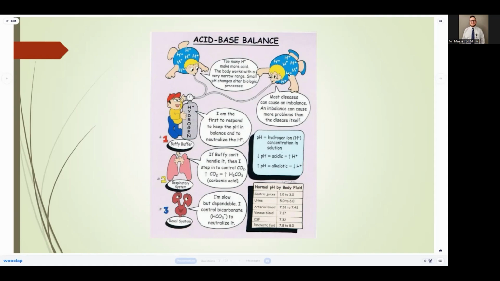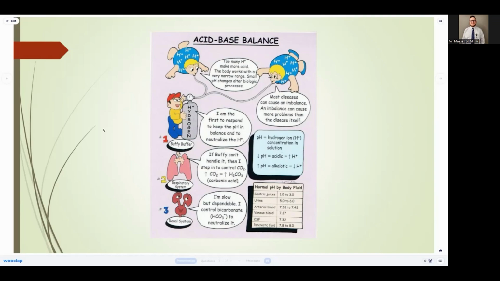And if the buffer system can't handle it, respiratory kicks in. CO2 loves to combine with hydrogen to make carbonic acid. We breathe it out. And then last, the strongest and most dependable of our buffer systems, the kidneys. They control bicarb levels, and they can get rid of acids, they can get rid of bicarb, and they can balance our acidity that way. This is the normal pH of body fluids at the bottom of this picture, but you can see that our gastric juices are really low. Urine is pretty high in acidity.